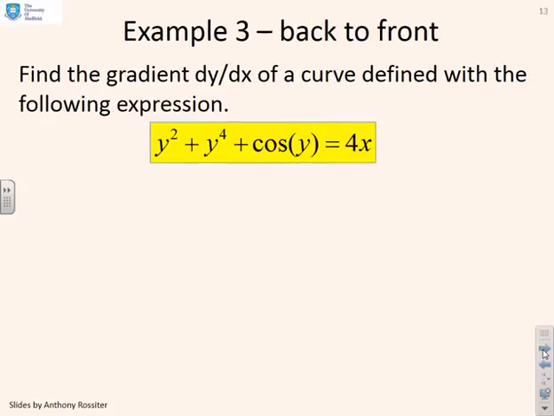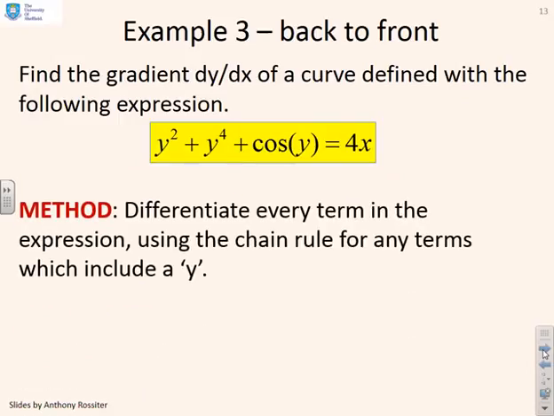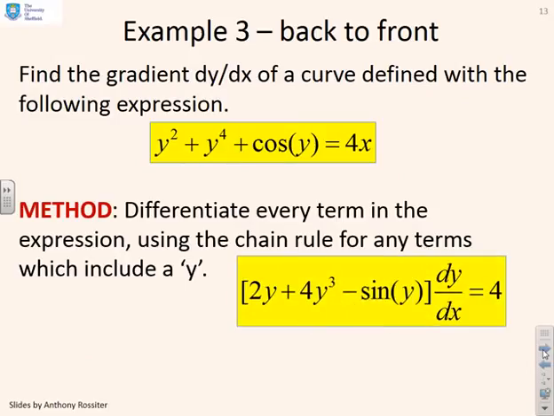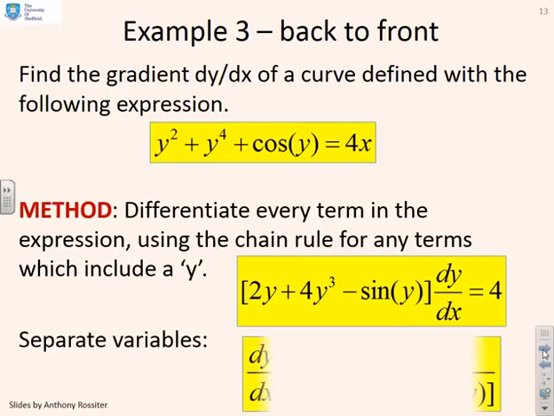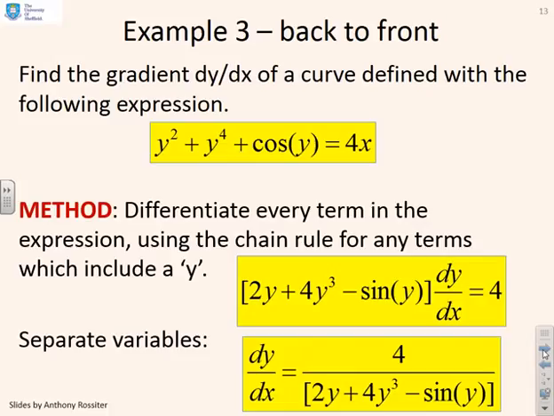Another example. Find the gradient dy dx of a curve defined with the following expression. So I've got y squared plus y to the 4 plus cos y equals 4x. So I could use the chain rule. So differentiate every term in the expression using the chain rule for any terms which include a y, and I'll get this. 2y plus 4y cubed minus sine y all times dy dx equals 4, so I can rearrange that and get dy dx is 4 over 2y plus 4y cubed minus sine y. So that's one way of doing it.